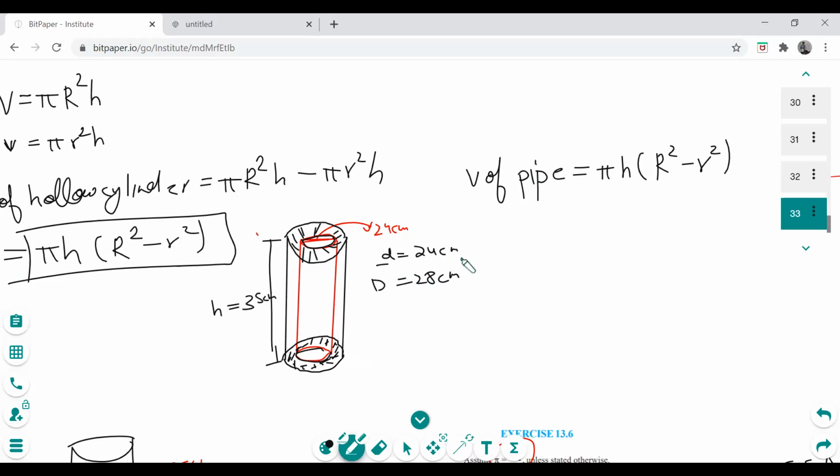The smaller r will be half of it, that's 12. The bigger R will be half of it, that's 14. So pi h is 35. Okay, let's plug in the values. 22 by 7, 35, times R square, that's 14 square minus 12 square. You people calculate this. I'm not doing this. Tell me the answer.